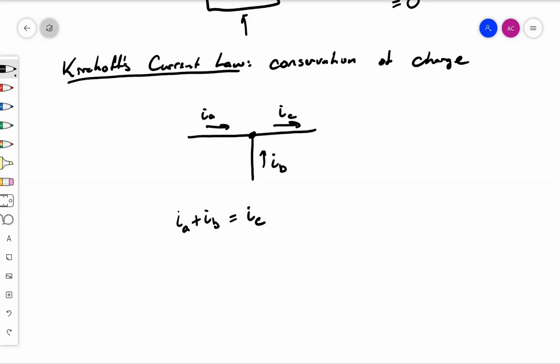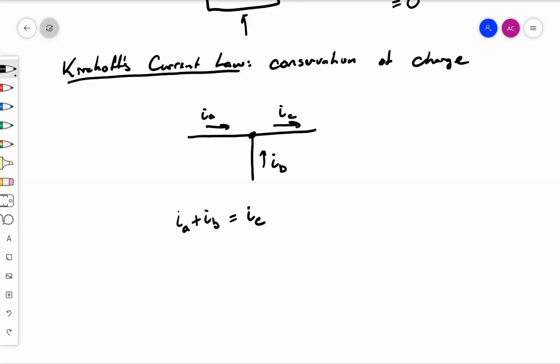And this isn't just in a 3-branch case. This could be any number of branches. The amount of current that's entering is the amount of current that's leaving, because remember, current is actual charge that's moving. If you have a certain amount of charge entering, that same amount of charge has to be leaving. And if Kirchoff's current law isn't satisfied, then you did something wrong.